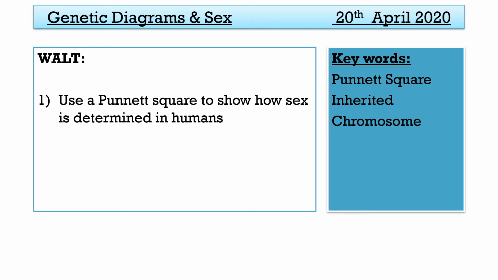Hi Year 9, today's title is Genetic Diagrams and Sex. Today is the 20th of April 2020, and in today's lesson we are learning to use Punnett squares, which are a type of genetic diagram, to determine inherited sex of human offspring.